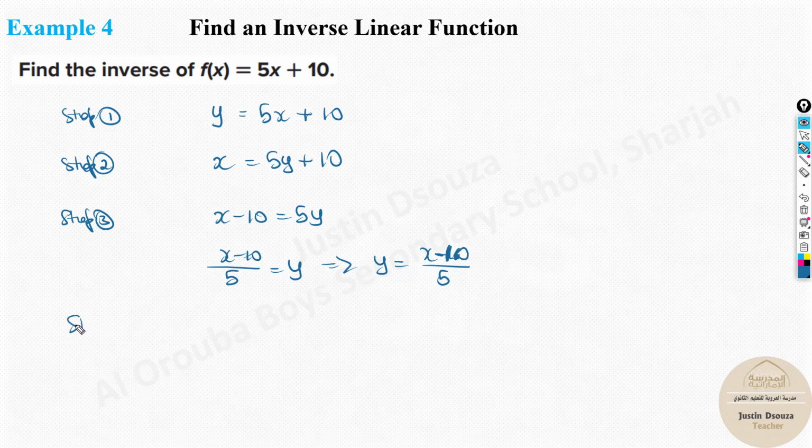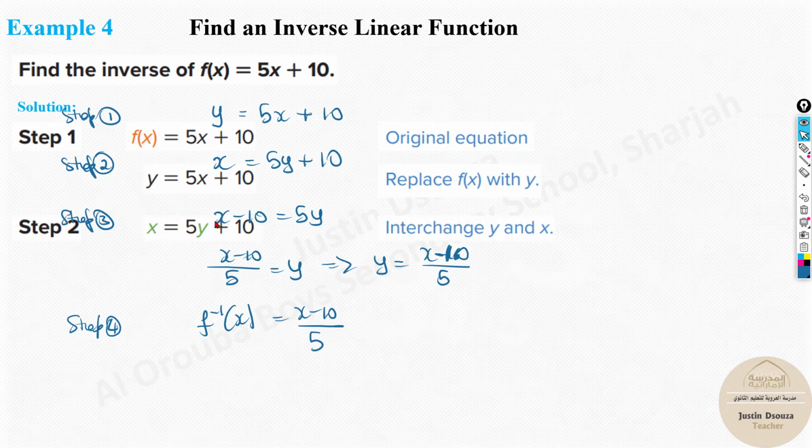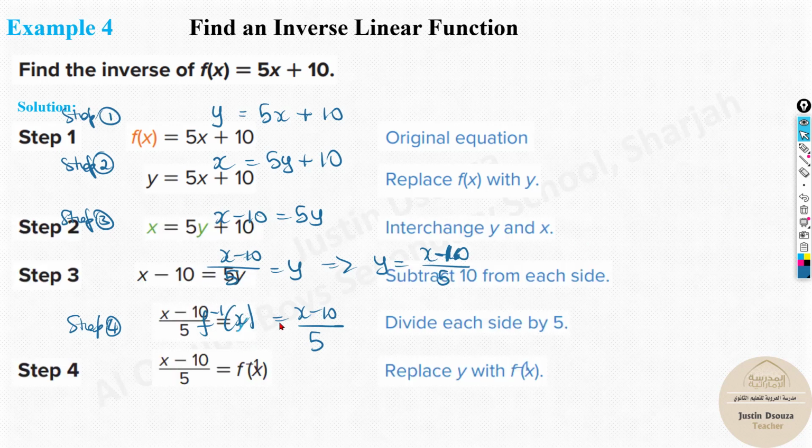The last step, step 4: whatever y you find after doing the inverse is not exactly y, because y is the given function. This y is the inverse function, so we write f inverse of x equals x minus 10 by 5. That is the final step and the final answer. You can see step by step, the final answer is x minus 10 by 5, which is f inverse of x. That's it. That is how we solve inverse.